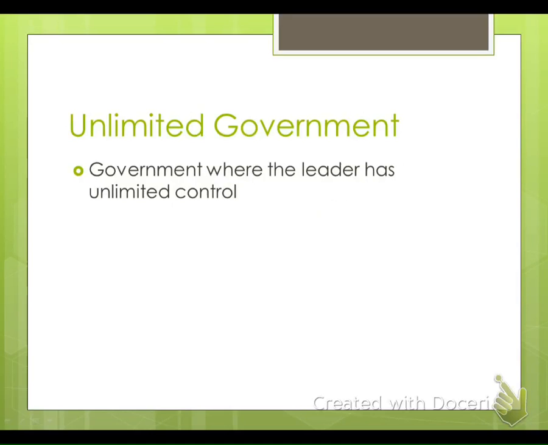Our next word that we have is unlimited government. This is the complete opposite. This is a government where the leader has unlimited control. They can do what they want at any time during the day. If they feel like taxing you more, they're more than welcome to do it. So that's going to be a big issue, is the differences between limited and unlimited government. I know we've talked about both of these before, but we just need to go ahead and review them a couple of times. A good example of this would be Russia during the communist era or Cuba today.